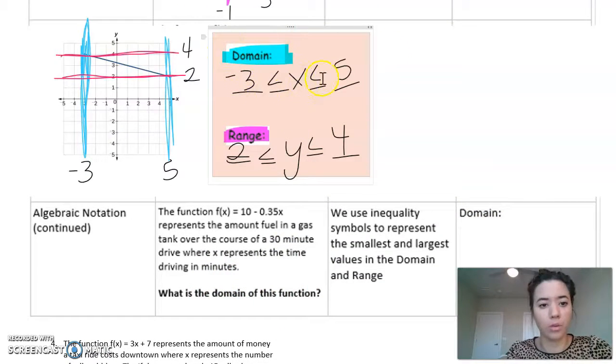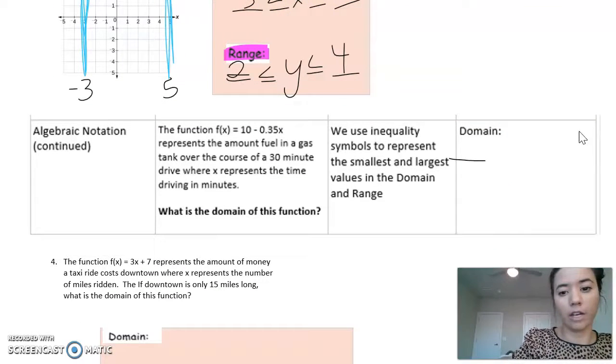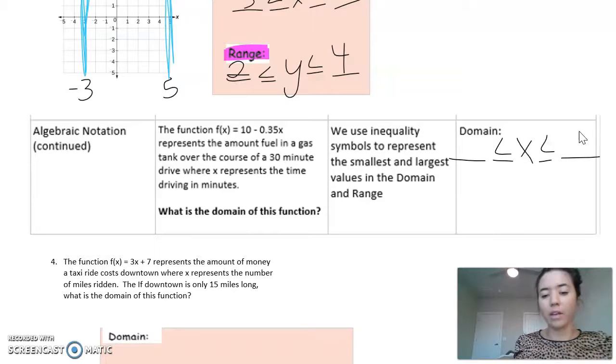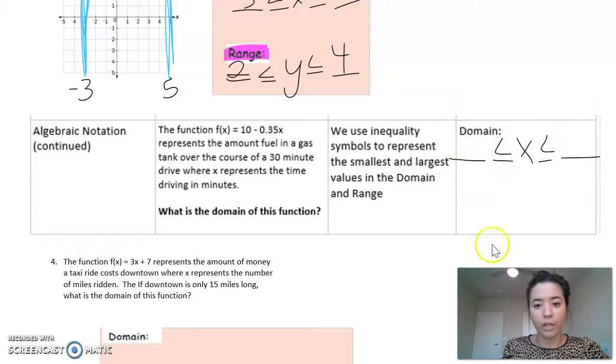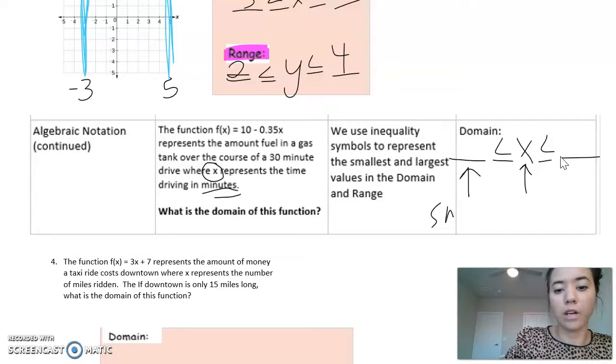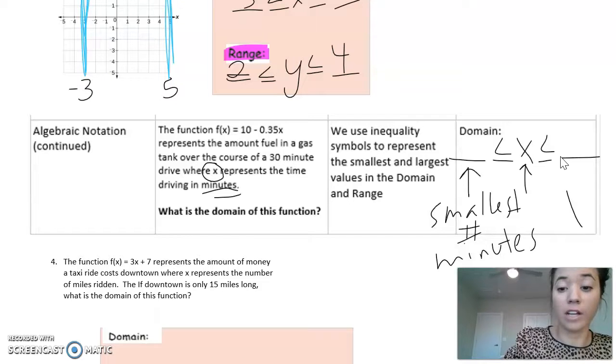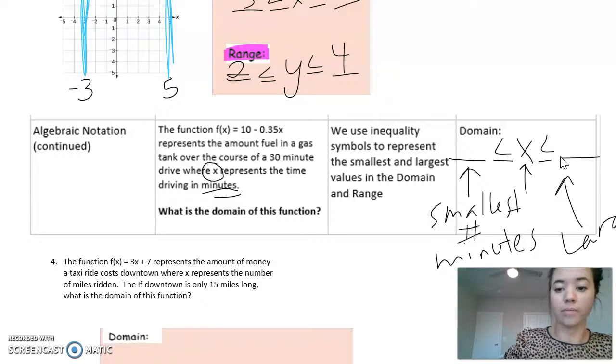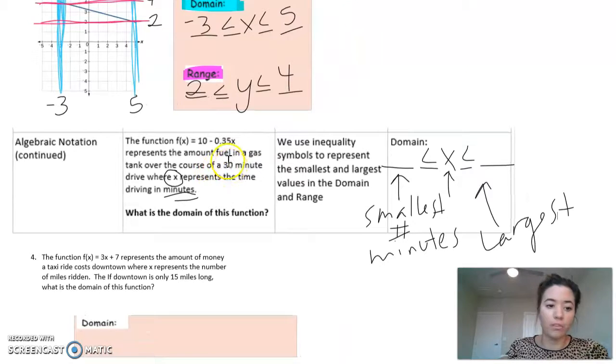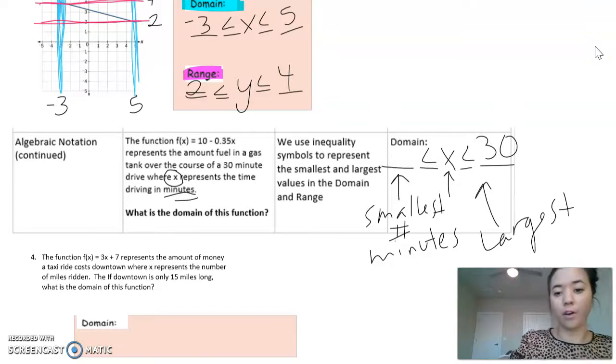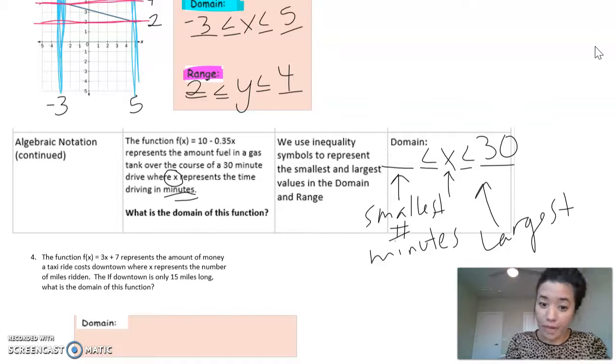So we write this the exact same way as we do with the graphs, our domain. So we have a line, inequality, x, inequality, line. And we are finding a minimum number and a maximum number to go here. Okay, well in this case, we really want to pay close attention to what x represents. So in this story, we see here that after the course of a 30-minute drive, where x represents the time in minutes. So if x means minutes, over here on the left side, I put my smallest number of minutes. And over here on the right side, I put my largest number of minutes. Okay, so if we have a 30-minute drive time, that means the largest my drive can be is 30 minutes. And then the lowest it can be is, well, not starting at all, 0.